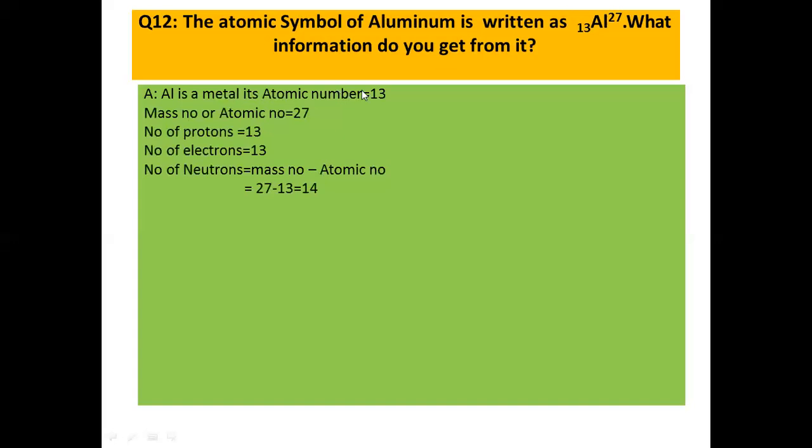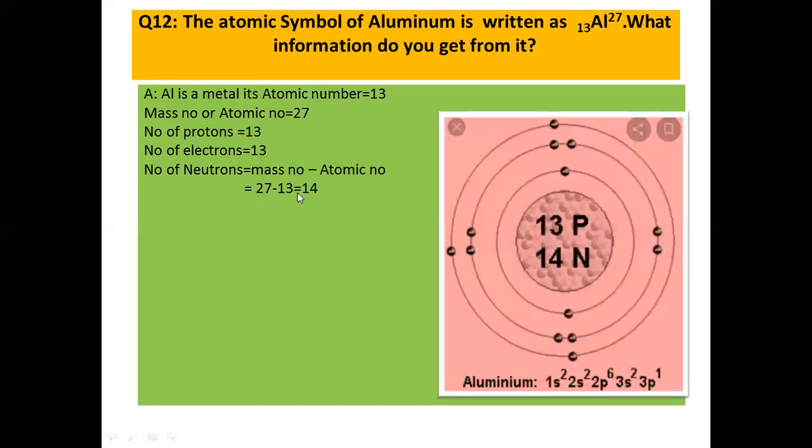Its atomic number is 13. Mass number or atomic mass, not atomic number, atomic mass is 27. As atomic number is 13, so number of protons will also be 13. Number of protons and number of electrons are always same, so number of electrons are also 13. Number of neutrons we can find out by using the formula, mass number minus atomic number. So 27 minus 13 is equal to 14.